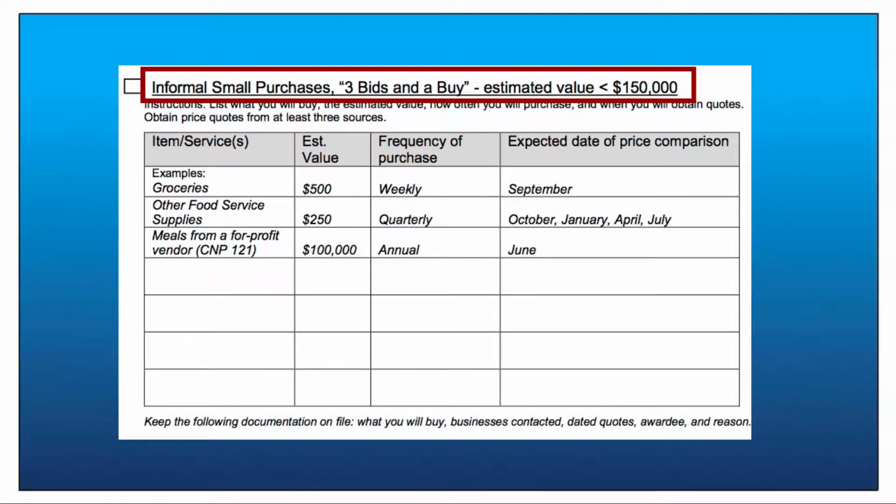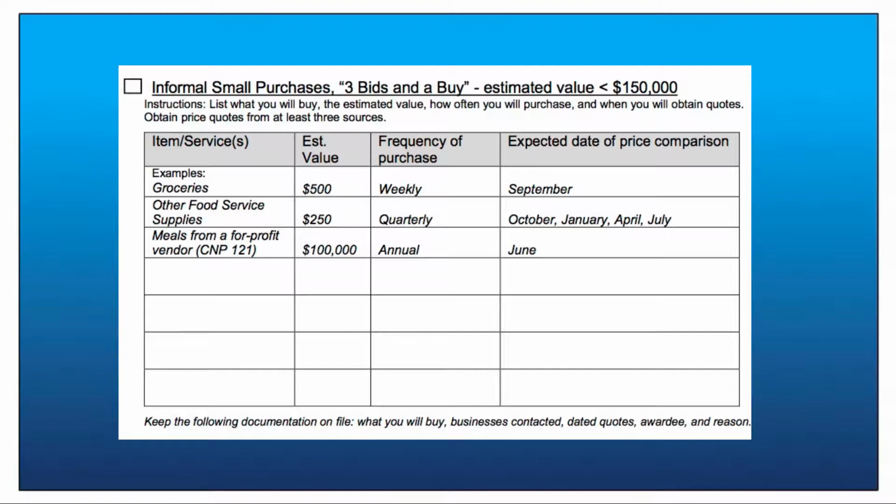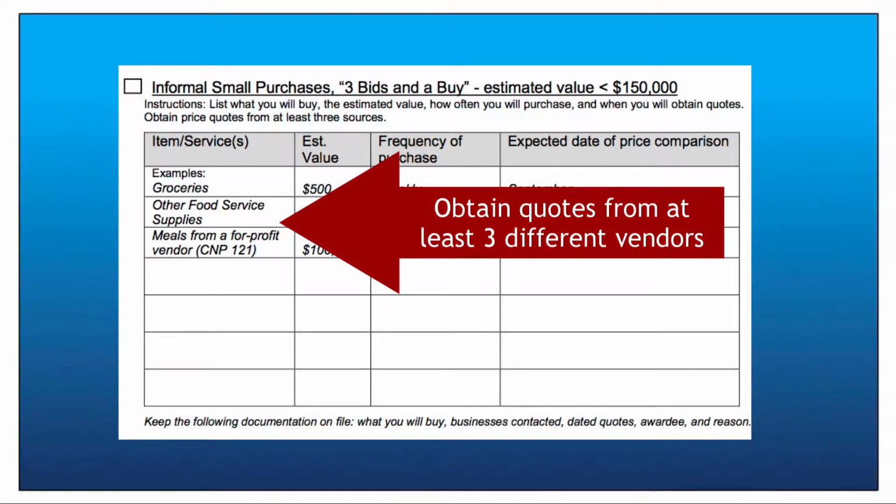Informal small purchase procedures, or the 3 bids and a buy method, may be used when the estimated value of the purchase is at or above $3,500 or below $150,000. Price or rate quotations must be obtained from an adequate number of qualified sources. A quote from 3 different vendors is recommended.